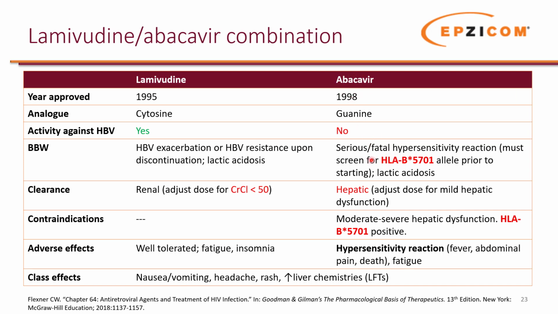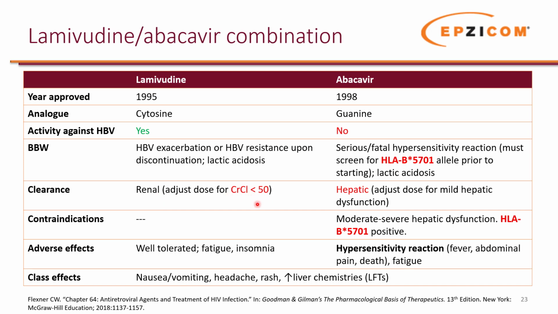Now, all NRTIs are renally cleared except abacavir. Abacavir is actually cleared hepatically, so you may need to dose adjust it in patients with mild hepatic dysfunction, whereas all other NRTIs need to be renally adjusted. So, for example, for Lamivudine, the creatinine clearance cutoff is 50.